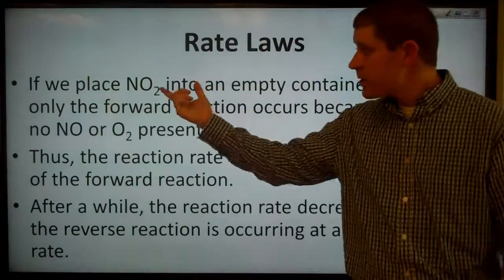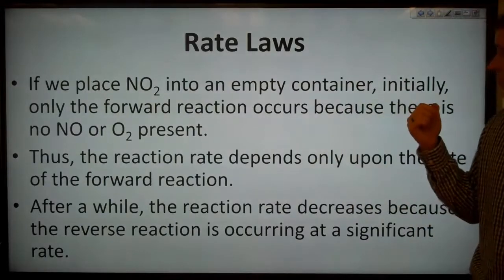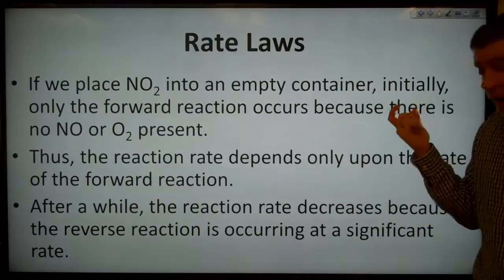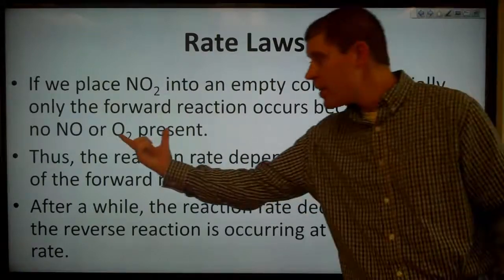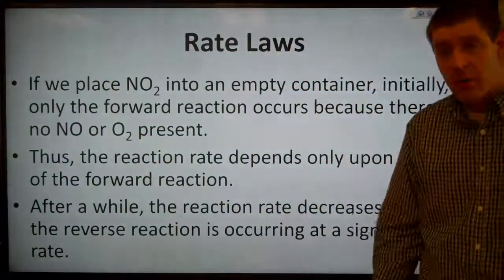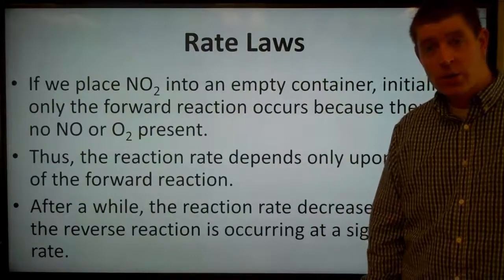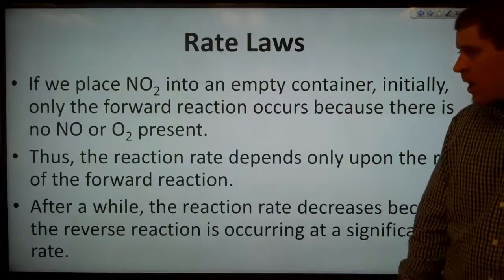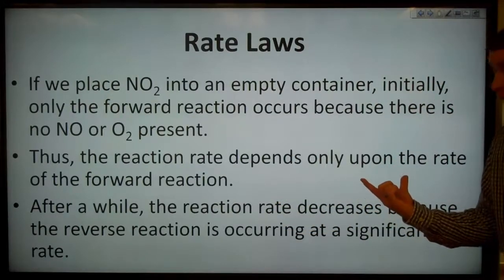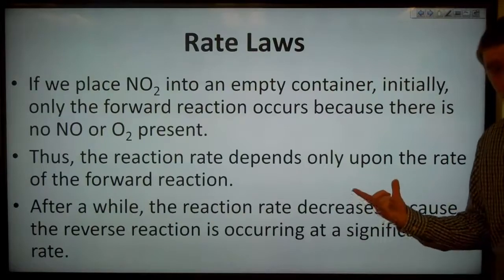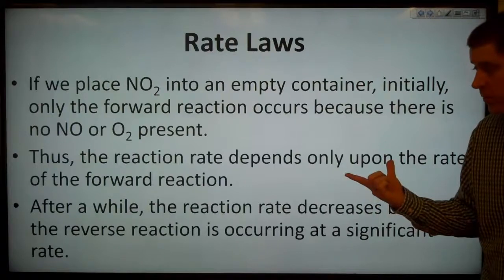If we place NO2, the nitrogen dioxide, into an empty container, then initially only our forward reaction occurs because there is no NO or O2 present. If we don't have any NO or O2 present, then we can't have the reaction between those two. This means that the reaction rate depends only upon the rate of the forward reaction. It doesn't depend on the rate of the backward reaction, because that rate is 0.